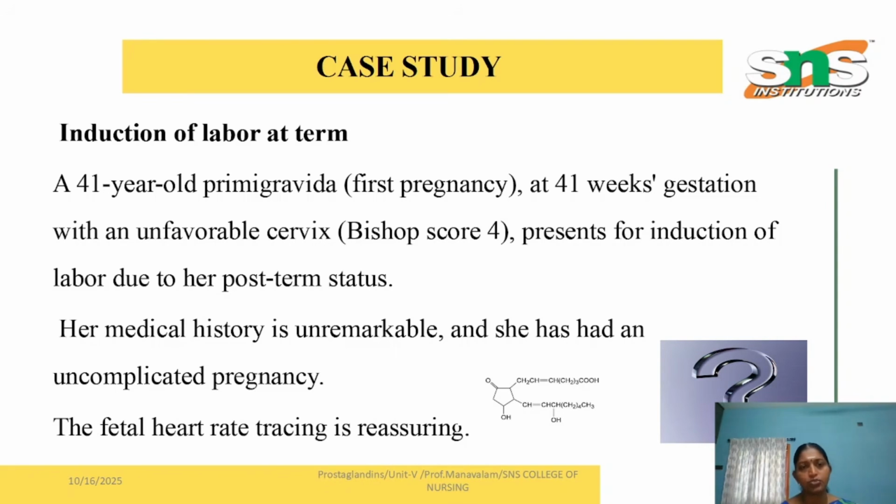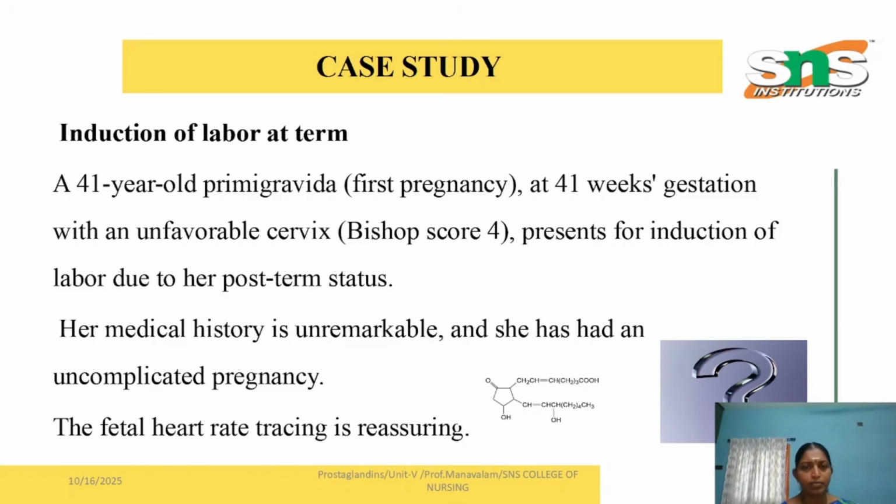A 41-year-old primigravida mother. The mother is primigravida at 41 weeks of gestation, but the cervix is unfavorable. Her Bishop score is 4 and she is presented for induction of labor because of postterm, because it is more than 41 weeks of gestation. But her medical history is unremarkable and she has had an uncomplicated pregnancy. The fetal heart rate also is reassuring. So they plan to deliver by inducing the labor.